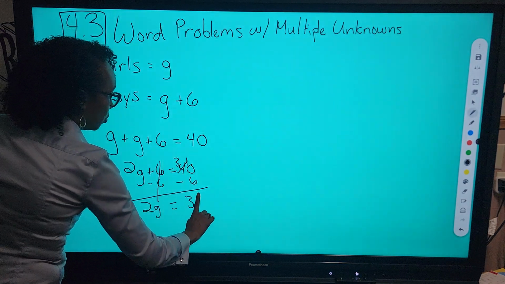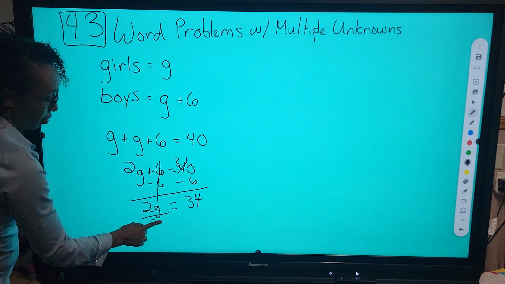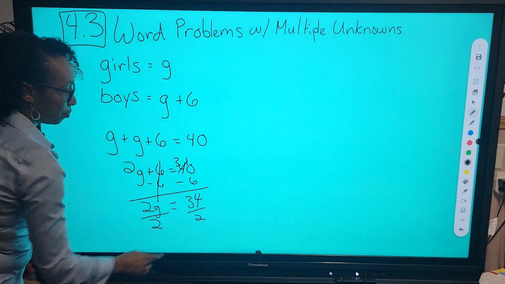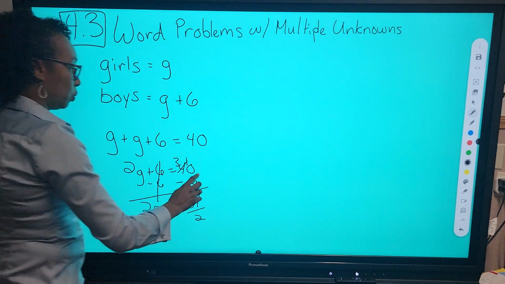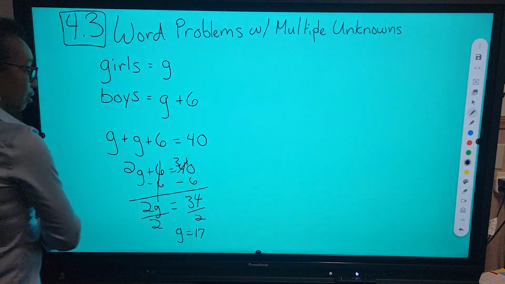It's going to give us 34. Now we'll solve for G. Divide by 2 on both sides. All right, so we should find that G equals 17.